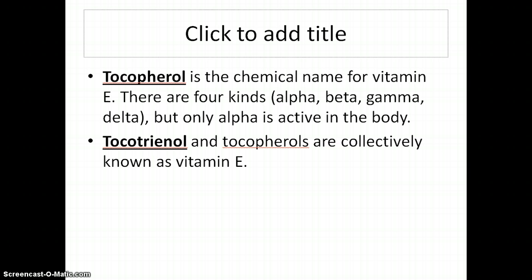Tocopherol is the chemical name for vitamin E. There are 4 kinds: alpha, beta, gamma, and delta, but only the alpha is active in the body. And tocopherol is collectively known as vitamin E.